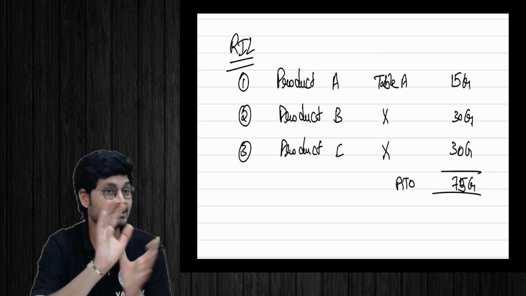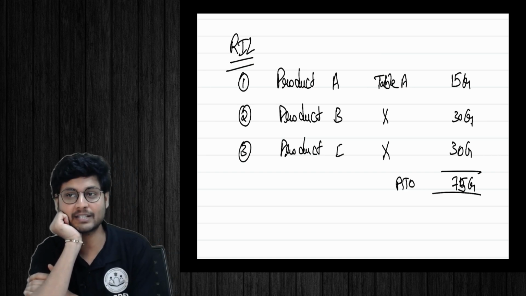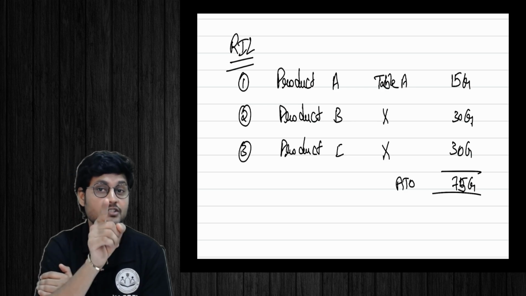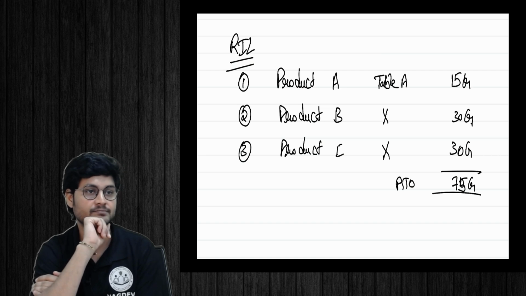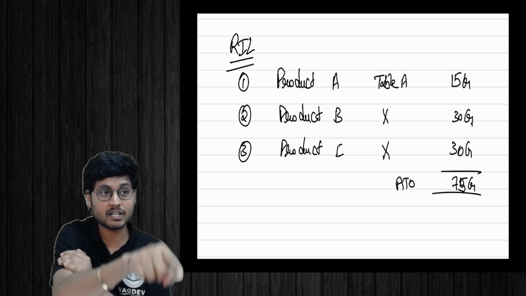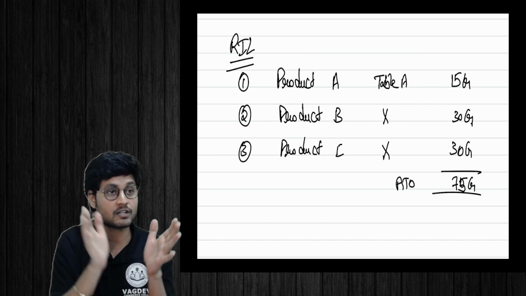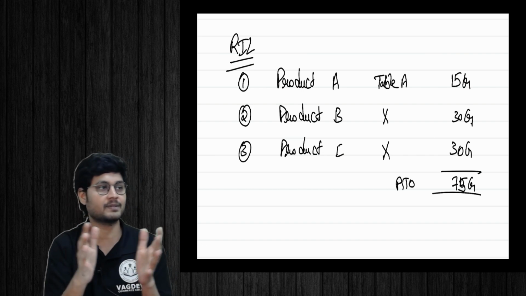Let me ask you another question. Rule 3, is it applicable? Yes. Rule 3 is applicable. Cost records must be maintained. Because of what reason? Aggregate turnover crossed 35 lakhs and there is some turnover in product A which is covered under table A, and hence cost records are applicable, but cost audit is not applicable.